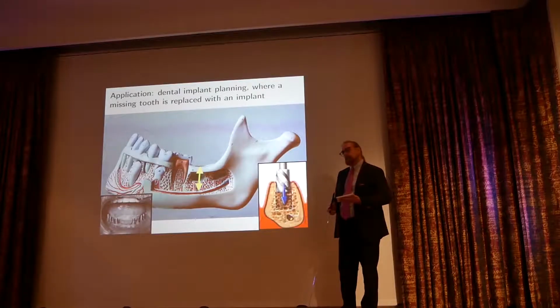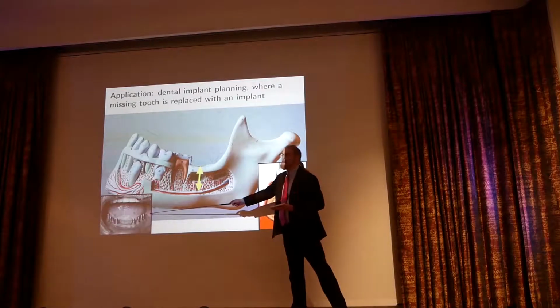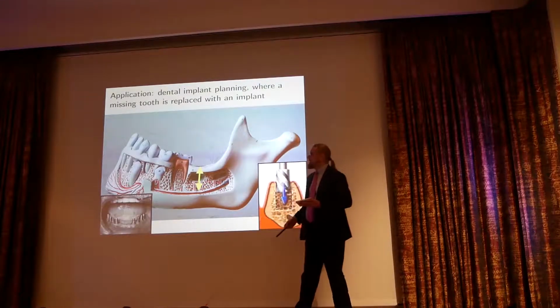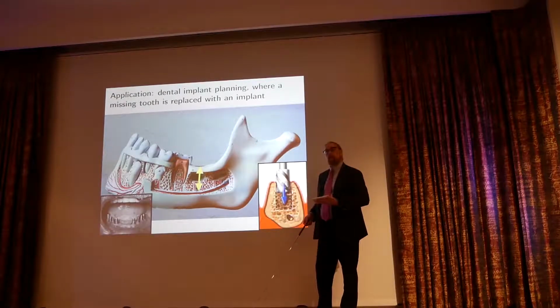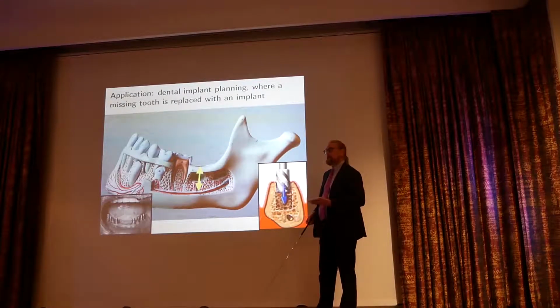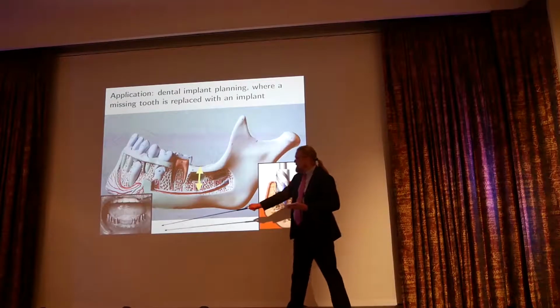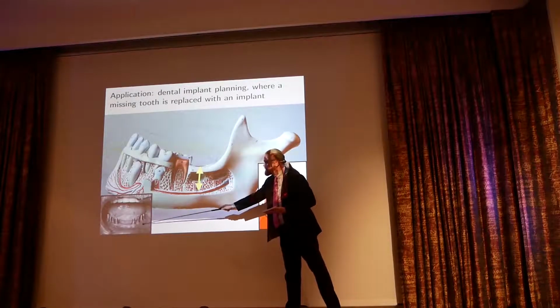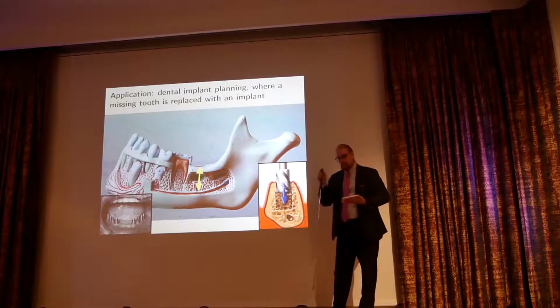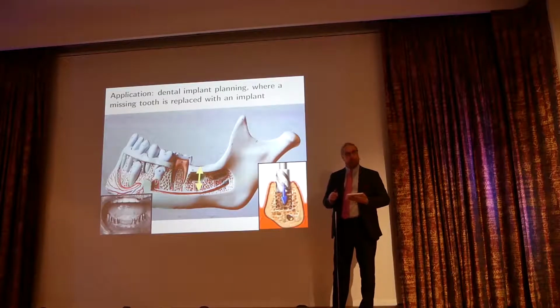So if a person is missing teeth, I'm sorry for this image, I made it black and white so it's not as gross as the original, but just to give you an idea what can be done today if teeth are missing. The idea is to fix these kind of titanium screws and then attach dental implants to those.